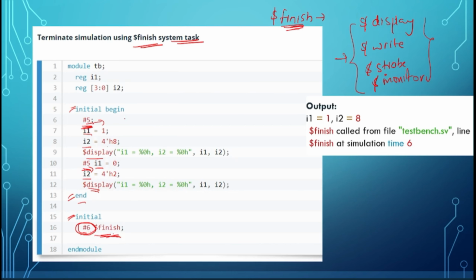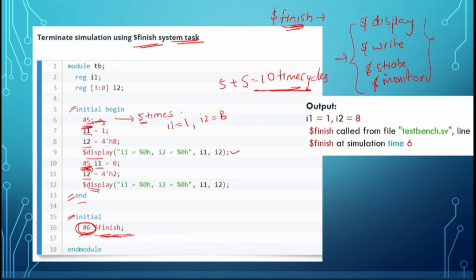Now what happens, if you see, this will be executed at 5 time units of delay. That means the execution started at 5 time units of delay. Now at 5 time units of delay, what is the I1 value? I1 value is 1, I2 value is 8. That means these two are assigned into I1 and I2, and then displayed. Fine. And then again it should wait for another 5 time units, that means 5 plus 5, until 10 time units it needs to wait. Is it or not? But I have given $finish at 6 to stop the execution.